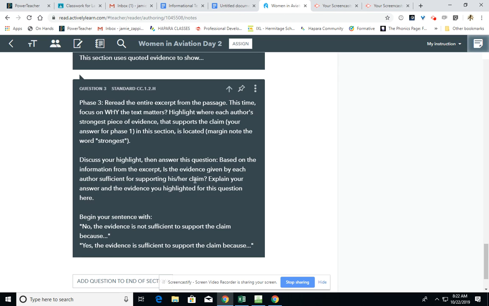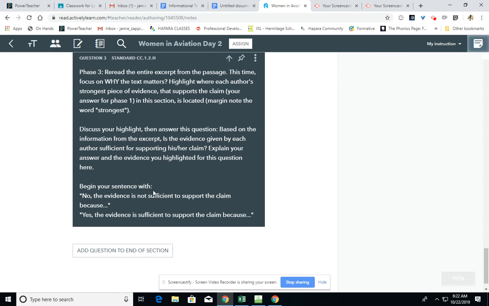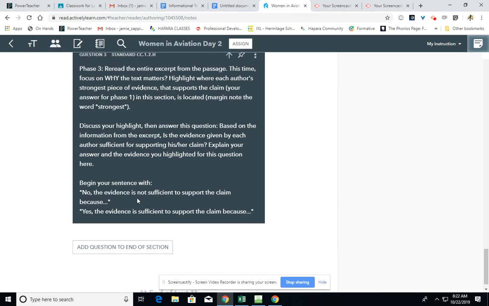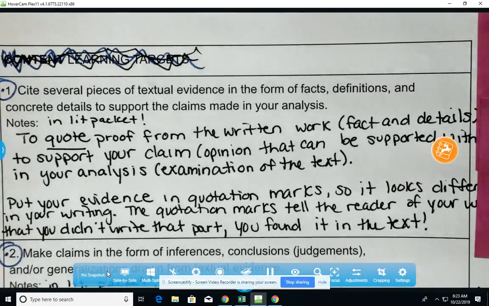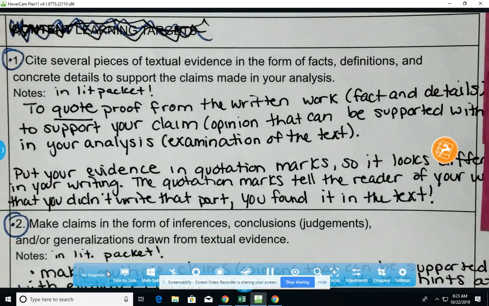The question is asking, is the evidence sufficient to support the claim? You want to begin your response with no, the evidence is not sufficient because, or yes, it is because, and use one of those look-fors to help create the answer, as well as use learning target number 1, text evidence. Cite one piece of text evidence that would support why you do believe that the evidence is sufficient or is not sufficient to support the text.